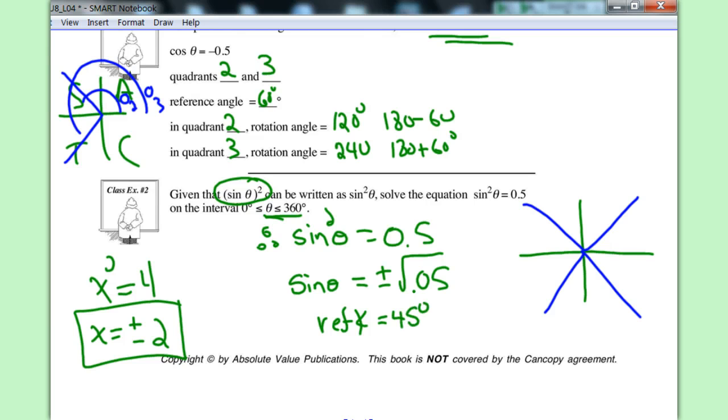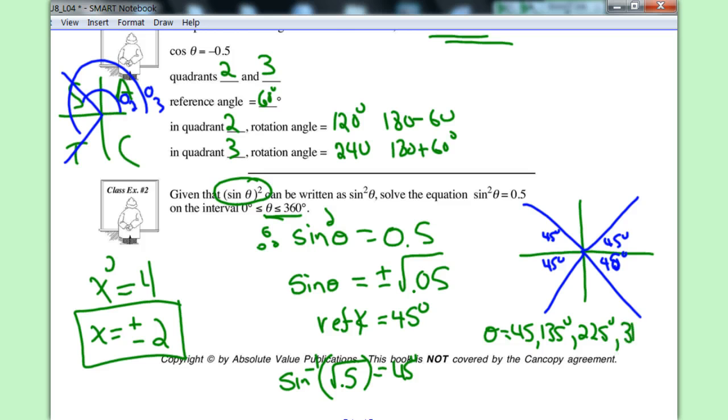And again, how am I doing that? I am going inverse sine, and I never put a negative in, inverse sine of the square root of 0.5, which ends up being equal to 45 degrees. I put that 45-degree reference angle in all of the quadrants, and I end up with theta being equal to 45, 135, 225, and lastly 315. And all was good in the land. So that's mostly a review of the things we talked about in Math 20.